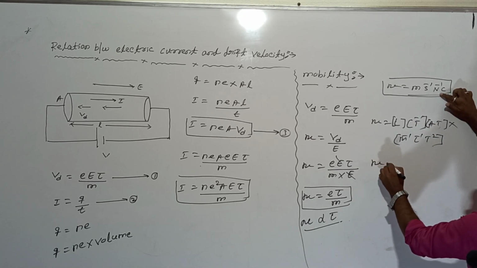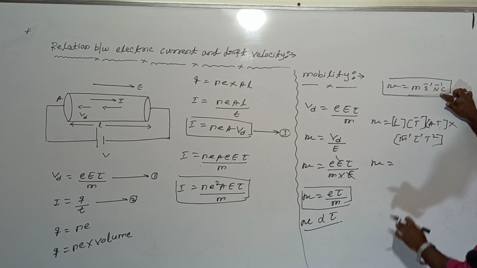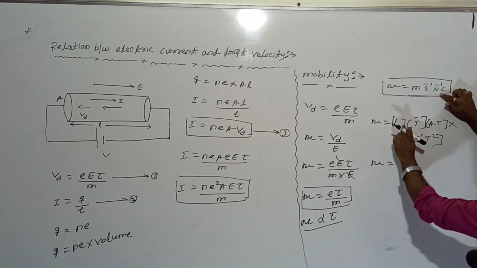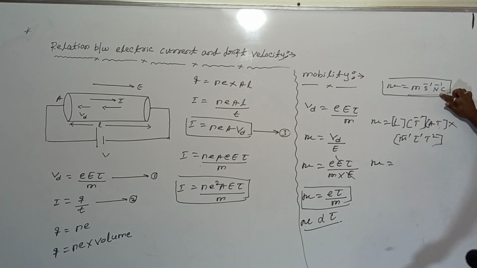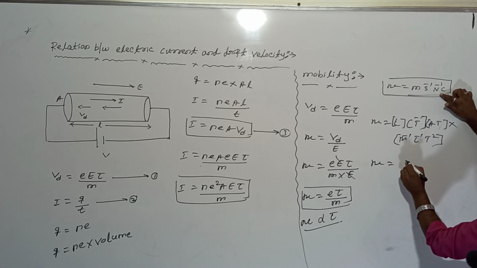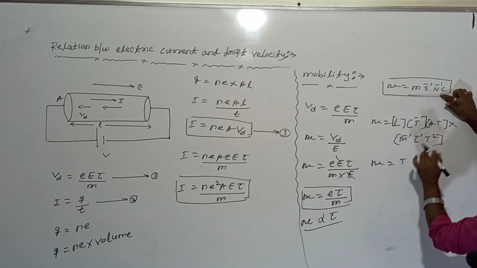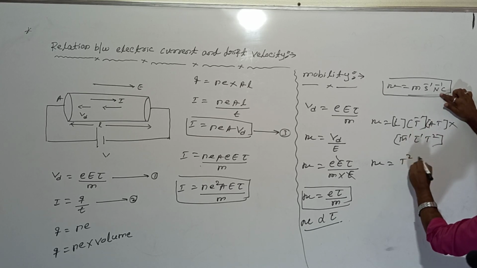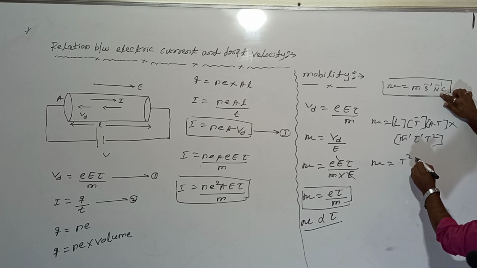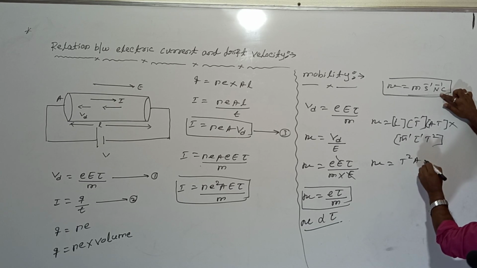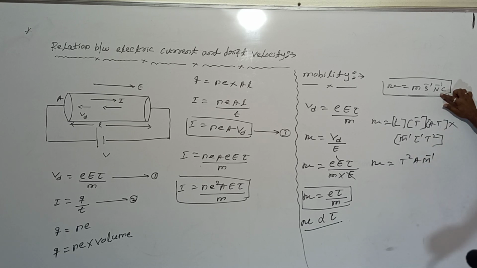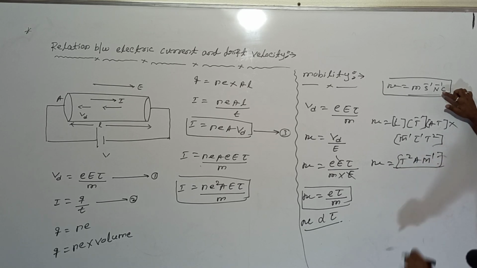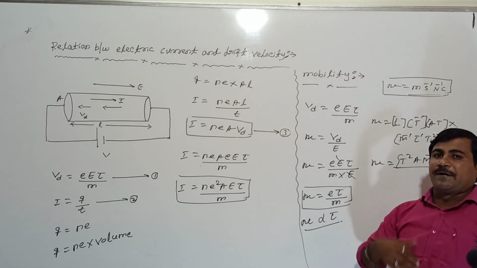How to write the mobility? Dimensional formula for mobility: this L L gets cancelled, and whatever 1 t is only remaining. Then how much is it? See here, t square actually, t into t cube. This is t square. Right? T square into A, M raised to minus, into this much. What is it? The dimensional formula for the mobility.